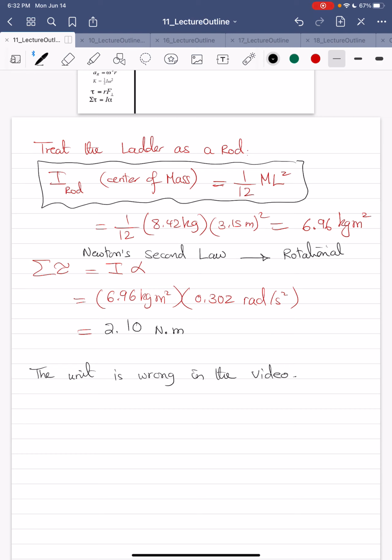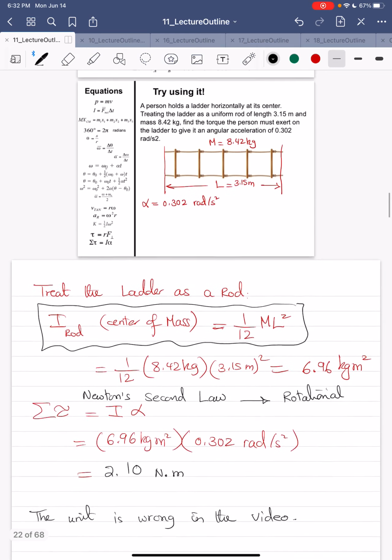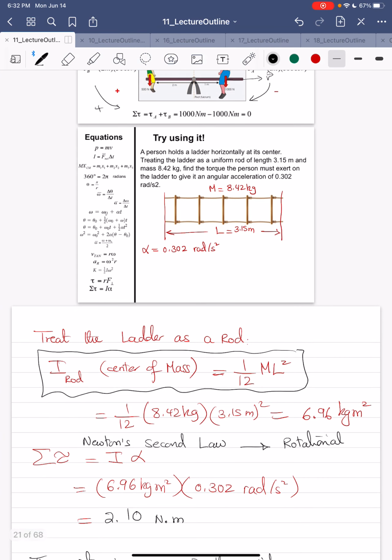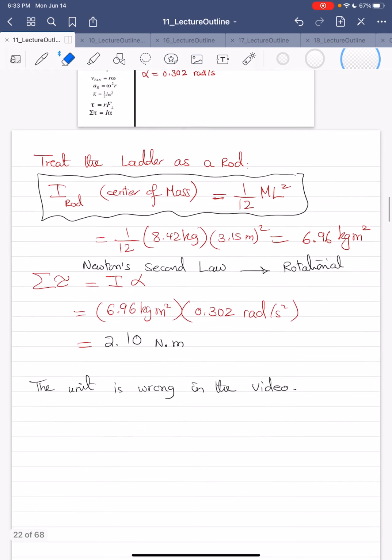Now, this is going to be your exit ticket for chapter 11. I want you to repeat this question and calculate the torque, but when the person tries to rotate this object, the ladder, at one of its ends instead of at its center. This example was about rotating the ladder at its center. I want you to recalculate the torque needed when that person is attempting to rotate this object with the same alpha at one of the ends. This is your exit ticket for chapter 11.